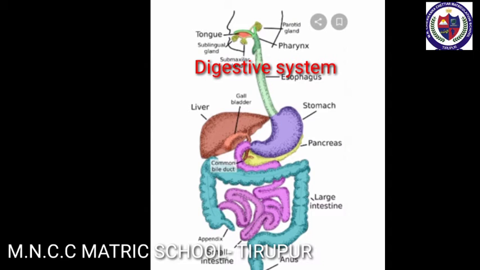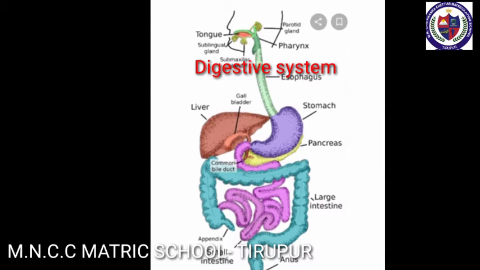Human digestive system. The food we eat contains not only simple substances like vitamins and minerals, but also complex substances such as carbohydrates, proteins, and fats. The body cannot use these complex substances unless they are converted into simple substances. The 5 stages of the nutrition process include ingestion, digestion, absorption, assimilation, and egestion.